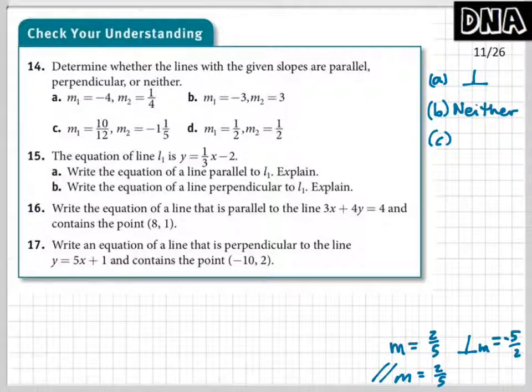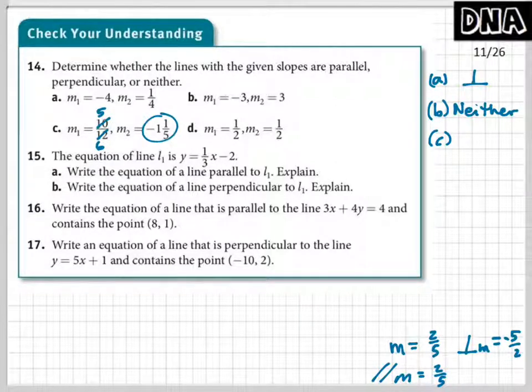Okay, looking at C. C is 10 over 12 and -1 and 1/5. They're trying to be all tricky right here. If you said neither, unfortunately, you're not correct. What you have to do is simplify this, and so I get 5 over 6. I divide the top by 2 and the bottom by 2. So the fraction simplified is 5 over 6.